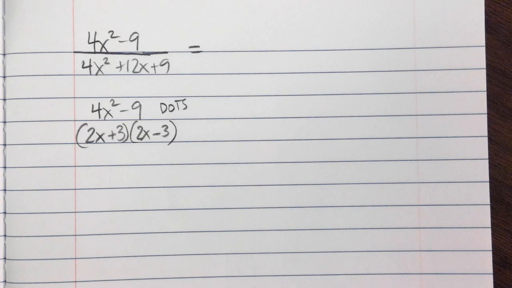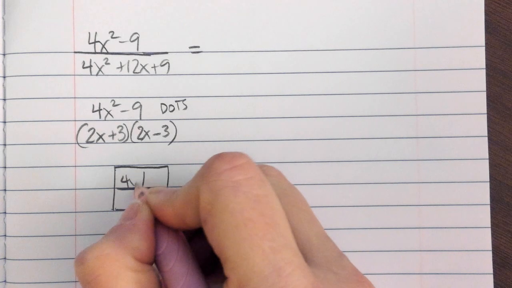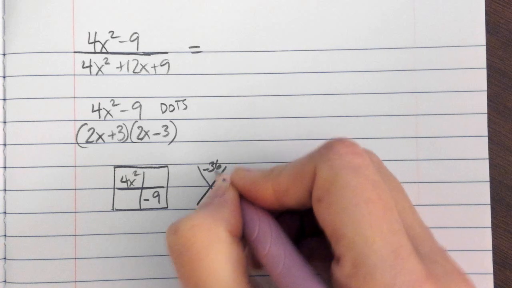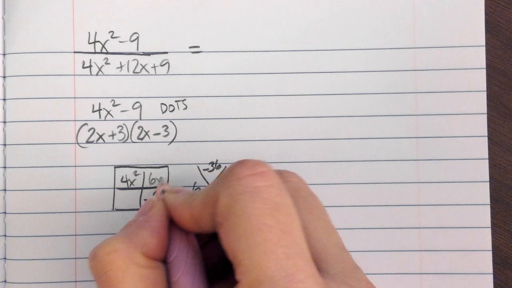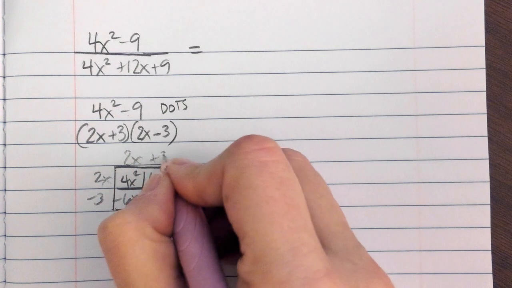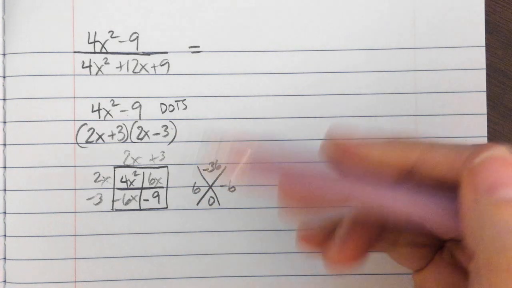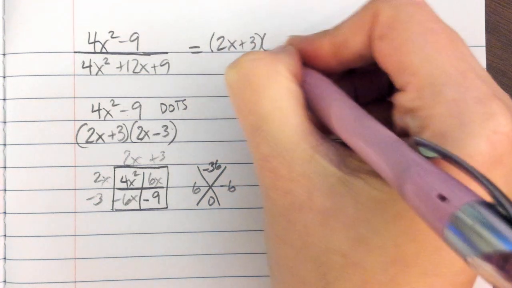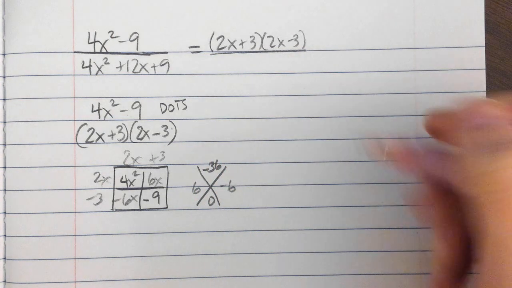If you didn't see that, you could have gotten the same thing by factoring with the box. You would have done 4x squared. Down here you would have put minus 9. You need factors of negative 36, and since I have no b, they have to add up to 0. That's 6 and negative 6. It gives me 2x minus 3, 2x plus 3. You're going to get the same thing if you recognize the pattern as you do if you just factor. So don't be worried about not knowing that pattern. And again, then I'm going to write down that on the top. Now I want you to factor the bottom.